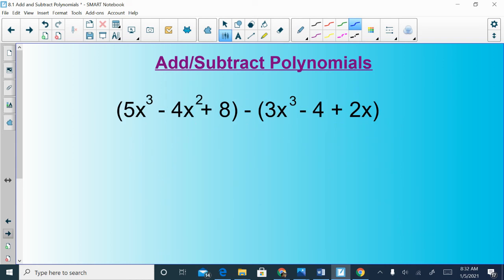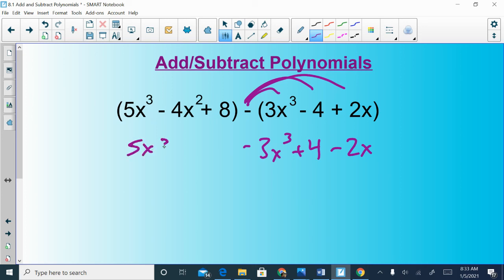Let's do one more subtraction problem. Pause it here, see how you do, and then that'll be the end of our lecture on section 8.1 today. So hopefully you guys are remembering that this negative sign needs to be applied to everything behind it. So this would be negative 3x to the third. Negative 4 actually makes this plus 4, and distributing that negative to the 2x makes it negative 2x. This first one doesn't have a negative sign in front of it, so I can just copy it down without applying a negative to everything.